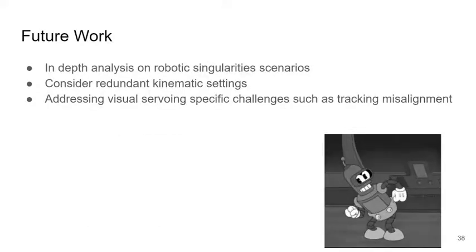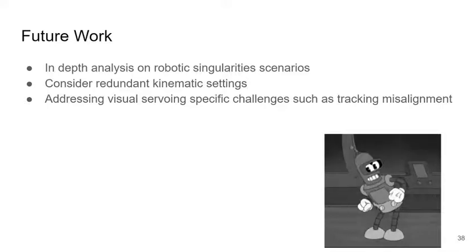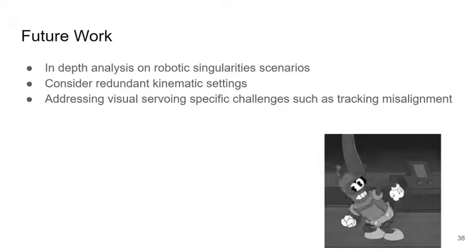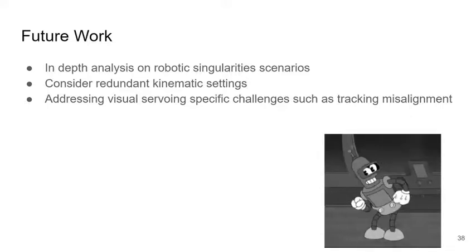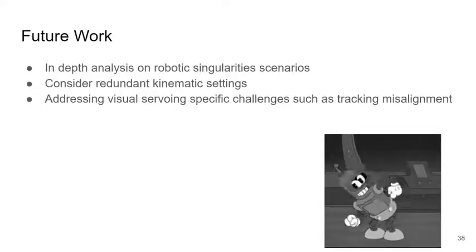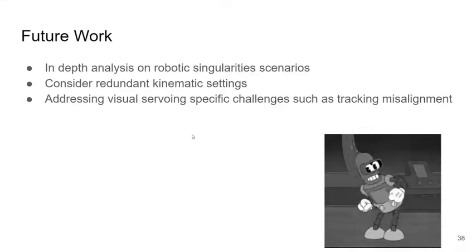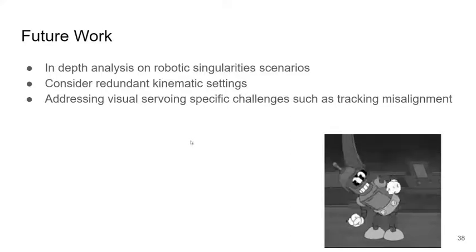So for future work, some ideas we had were looking at singularity configurations and seeing how approximations compare to that. We also thought that it might be interesting to explore more complex kinematic settings such as robotic fingers, where there is this ambiguity for Jacobians. And we also figured there might be more work to be done in visual servoing, where more specific domain problems such as tracking error could adversely affect our performance.